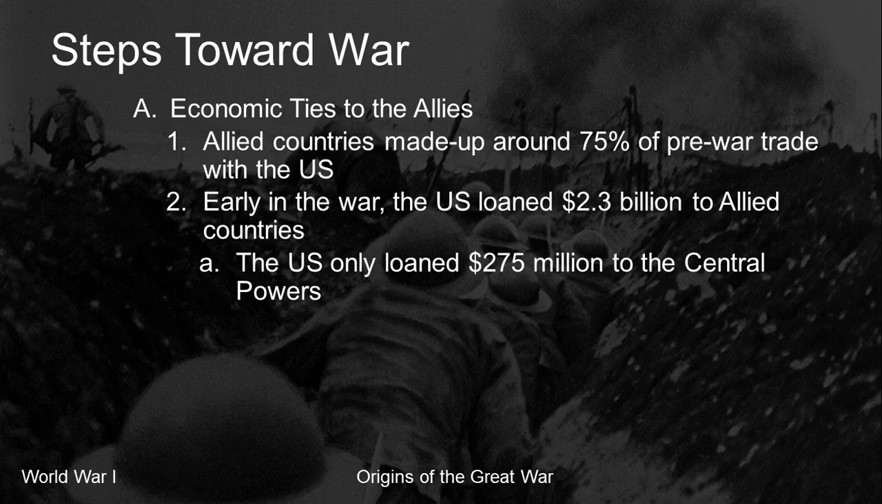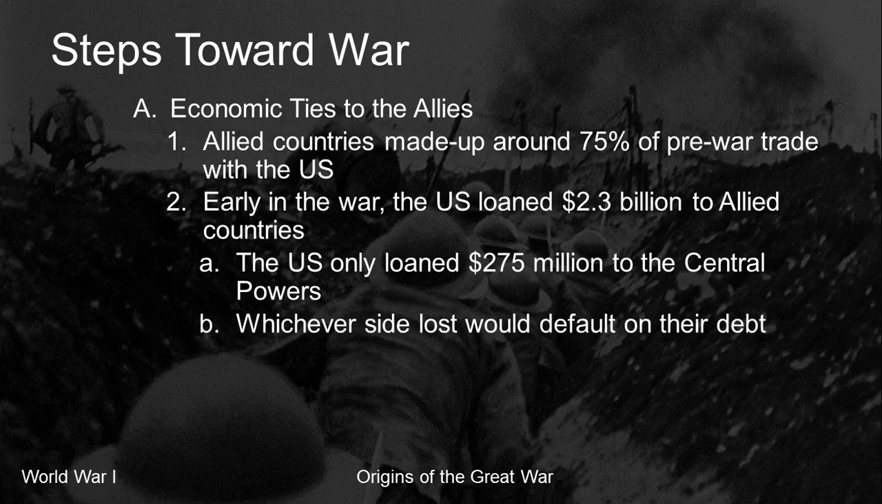At the same time, the banks had also loaned money to the Central Powers, but it only made up $275 million. So to give you an idea, we loaned the Allies $2.3 billion. We loaned the Central Powers $0.2 billion. A huge economic difference. And as World War I dragged on, it became pretty obvious that whoever lost, their economy was going to be totally destroyed. And so whoever lost was not going to pay back their loans.